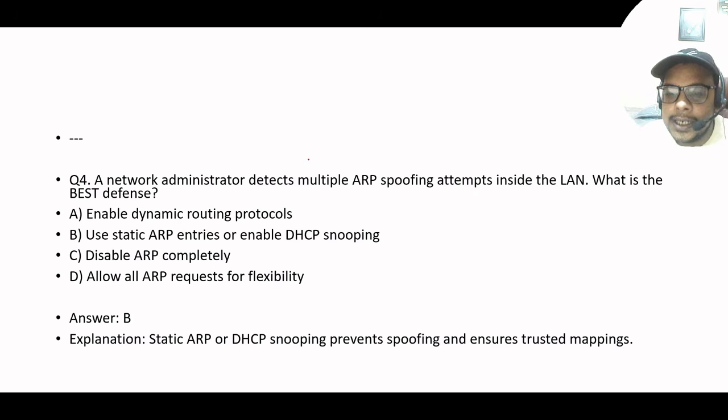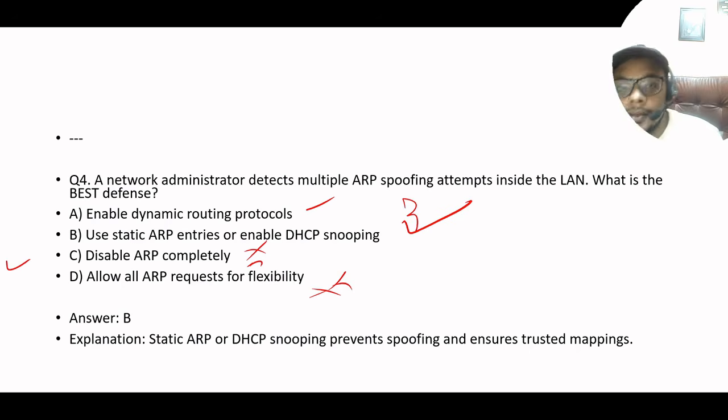A network administrator detects multiple ARP spoofing attempts inside the LAN. What is the best defense? Enable dynamic routing protocols? Okay, so this is okay. Use static ARP entries or enable DHCP snooping. Disable ARP completely? No. Allow all ARP requests for flexibility? No. So these options are not right.